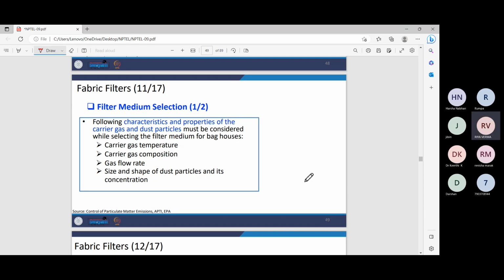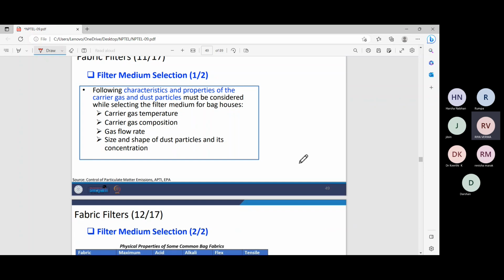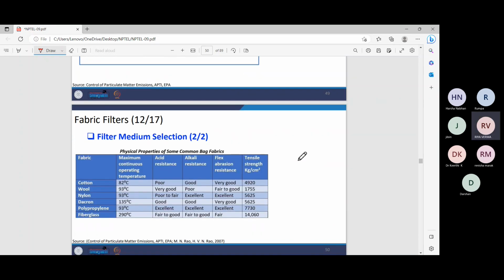To select the filter media, there are certain characteristics or properties of the carrier gas that should be kept in mind. What is the temperature of the carrier gas that we are going to pass through the filter? What is the composition of that carrier gas? What will be the flow rate, the size and shape of the dust particles, and what will be their concentration?